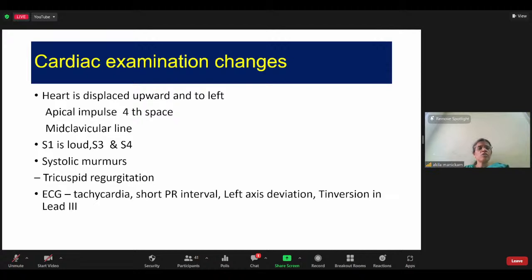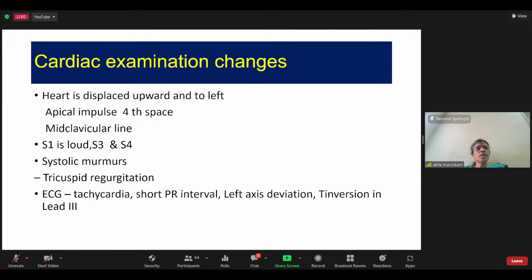And the accent, the heart sounds when you look at the S1 is very loud because of the increased blood volume and increased cardiac output which occurs. And S3 and S4 heart sounds can be physiological. In addition to this, there can be ejection systolic murmurs at the left parasternal border, which can be flow murmurs, or it could be a pathological murmur which we have to pick up.